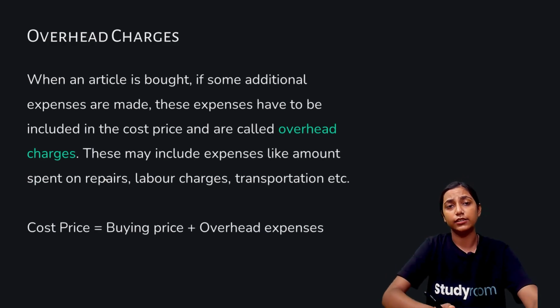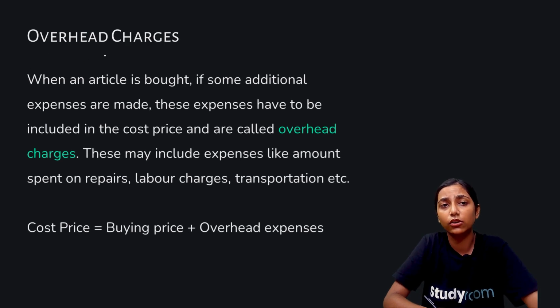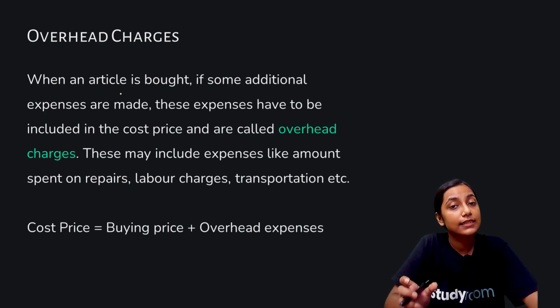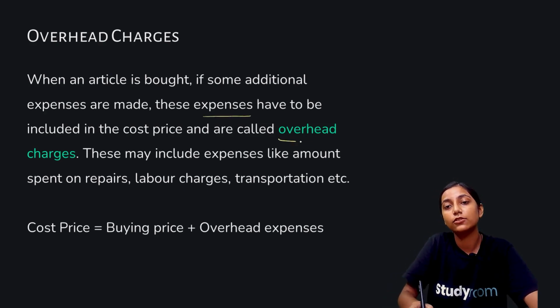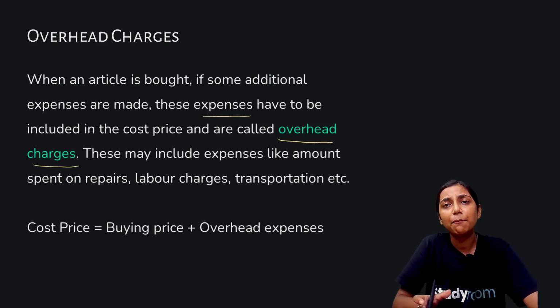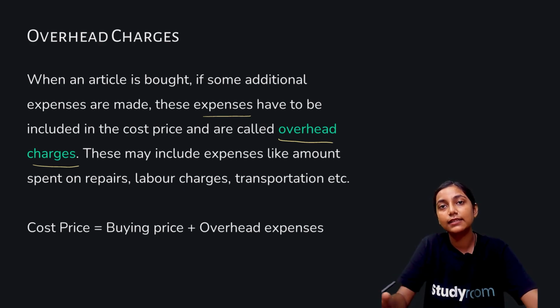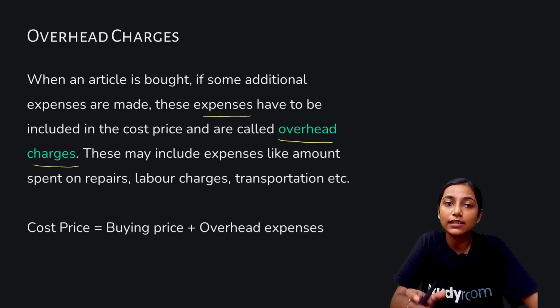So what are overhead charges? Many a times we hear this also, overhead charges, but what are these charges? Now when an article is bought, if some additional expenses are made, these expenses have to be included in the cost price. And such expenses are known as overhead charges. So many a times when you buy something, there are some additional expenses that we have to make at that time. And those additional expenses are added to the cost price in order to make the total cost price. Such additional expenses are known as overhead charges.